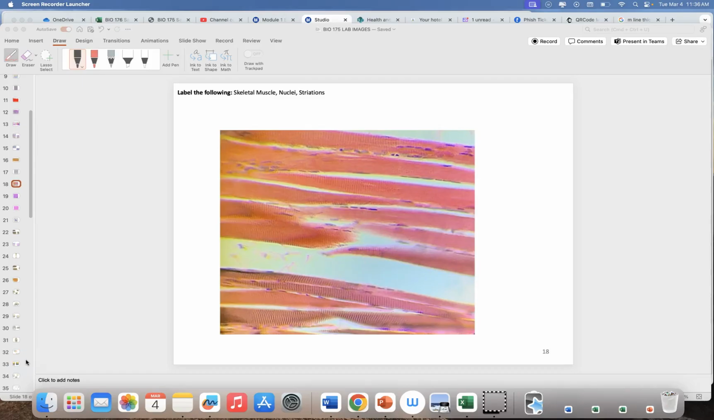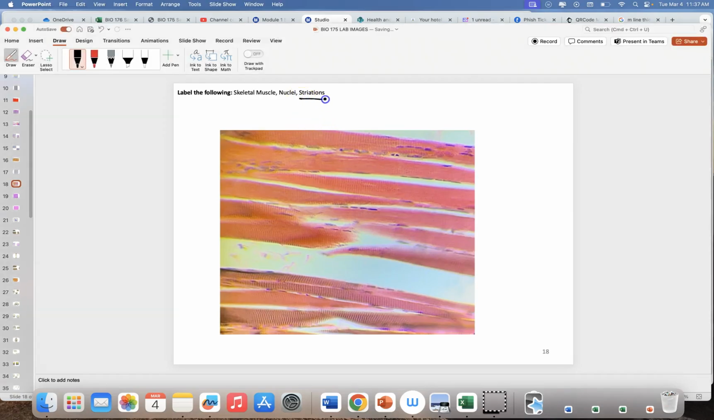Let's focus our attention on skeletal muscle tissue. There are three types of muscle tissue: skeletal muscle, which we see here. Then we also have cardiac muscle and smooth muscle. For skeletal muscle, the way that we are able to tell that this image is showing us skeletal muscle has to do with the nuclei and the striations.